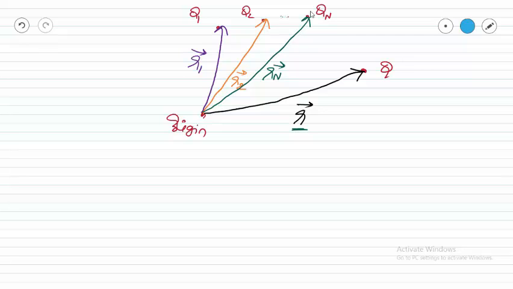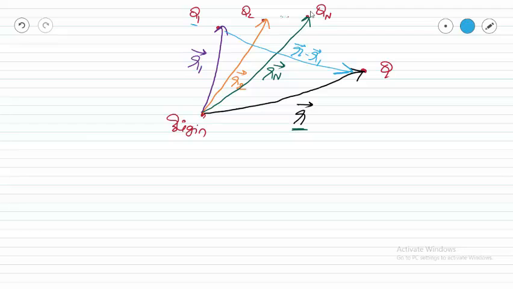Now let us draw the distance vector from the point where q1 is located to the point where q is located. As per this figure, this vector is given by r bar minus r1 bar.